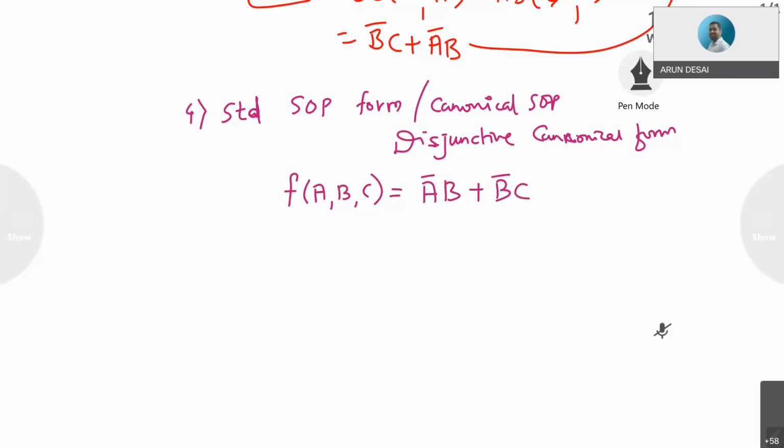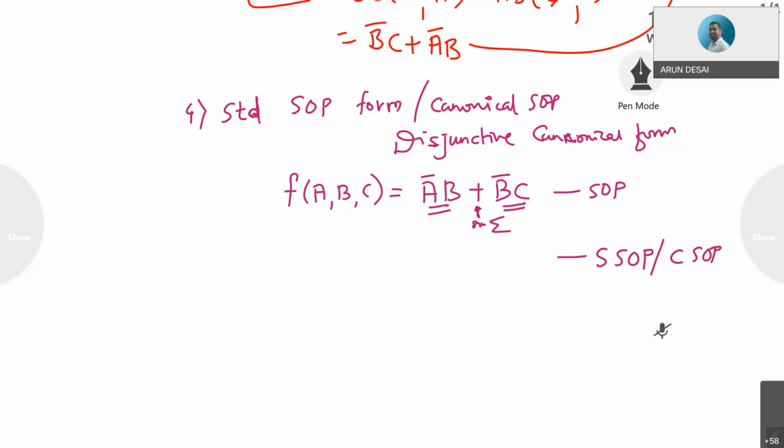So this is our SOP, right? Sum of product form, wherein the product terms are summed, that is, the summation of product terms is present. Then what is canonical or standard SOP form, right? What is canonical or standard SOP form?